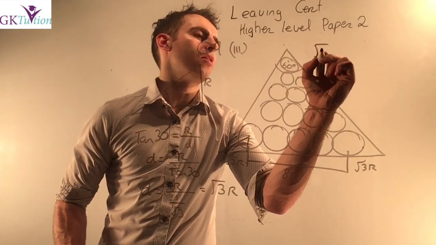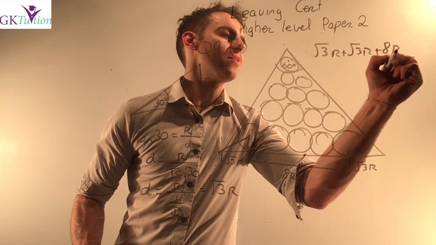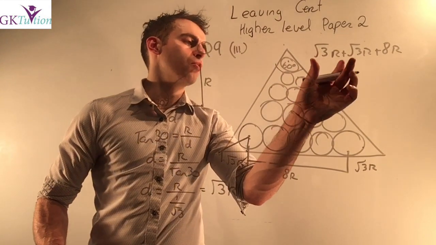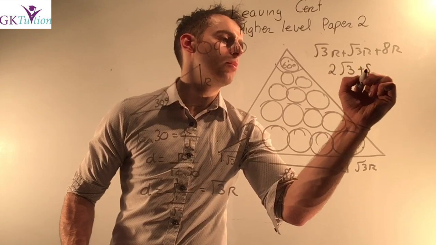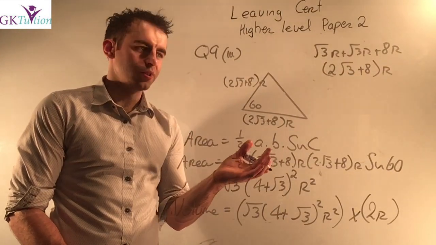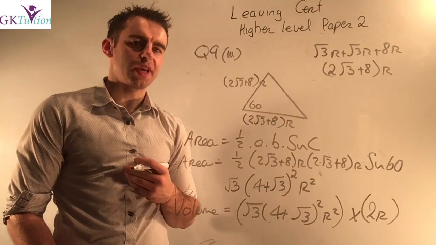So we could write it out: root 3 r plus root 3 r plus 8 r. I could factorize out my r, and I could add the root 3 and the root 3. So the simplest way of writing that is 2 root 3 plus 8, times r. So once I know one of those lengths, happy days, all three lengths are (2 root 3 plus 8) r.